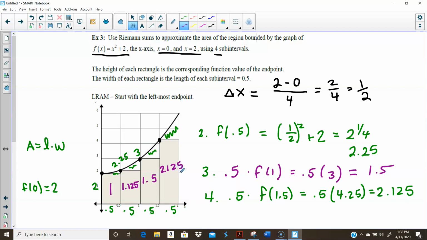So then in order to find the approximated area under the curve, you're going to add 1 plus 1.125 plus 1.5 plus 2.125, and we are going to get 5.75. So the area that I just approximated is going to equal 5.750.